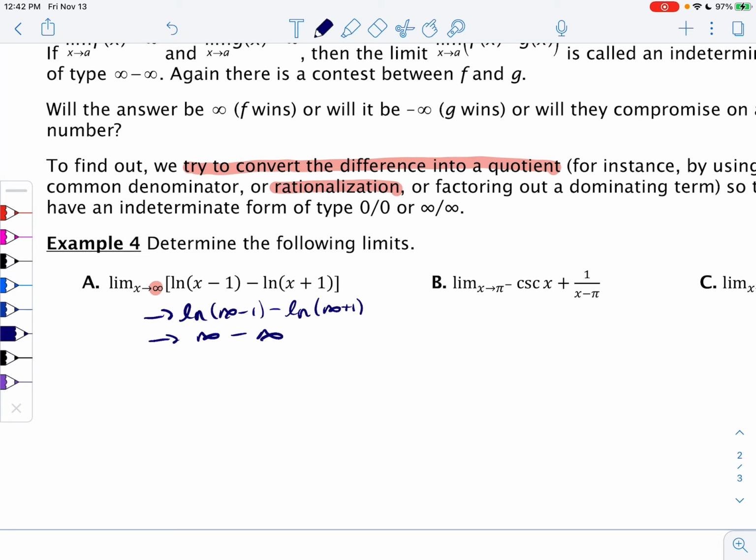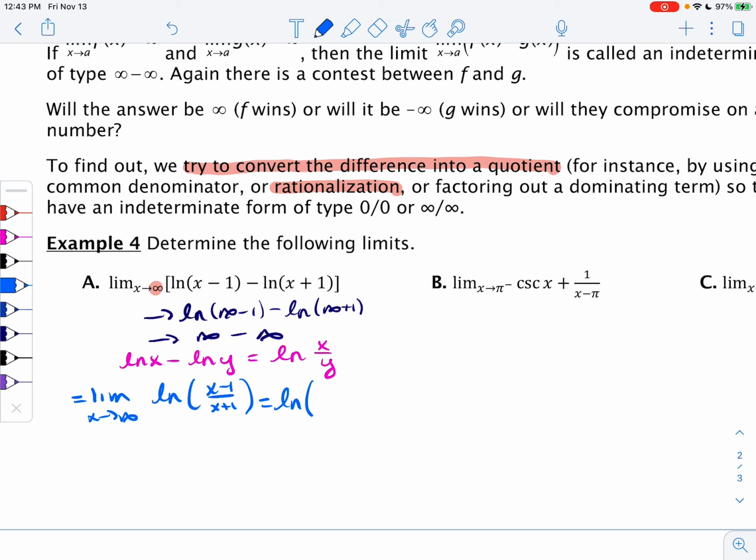So I'm going to use the properties of logarithms. Remember, ln of x minus ln of y equals ln of x divided by y. I'm going to use that property to rewrite my limit. And so I would get the limit as x approaches infinity of ln of x minus 1 over x plus 1. ln is a continuous function, so we can put the limit on the inside, and so that's going to equal ln of the limit as x goes to infinity of x minus 1 over x plus 1.